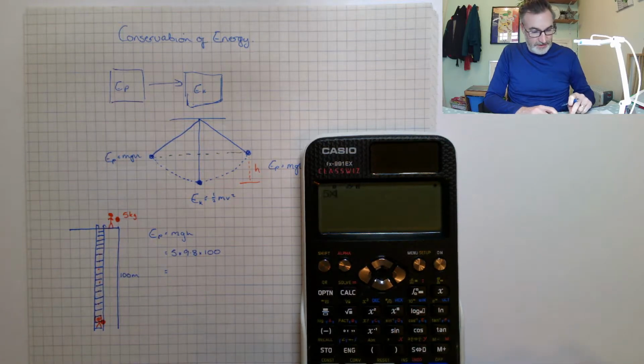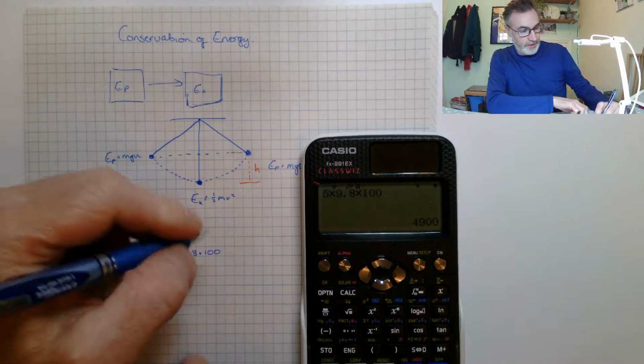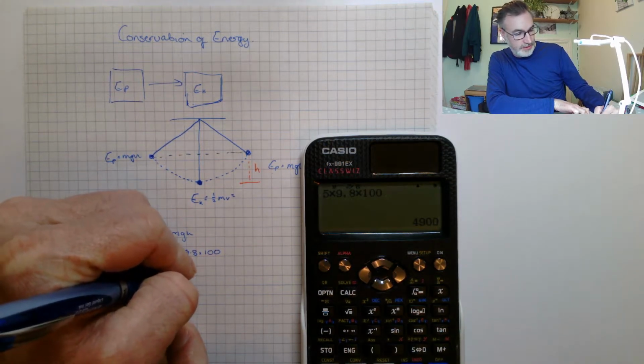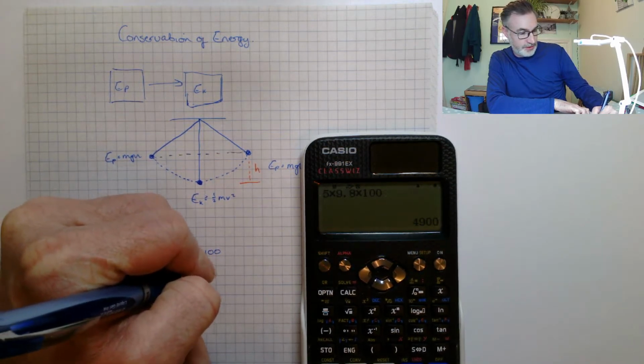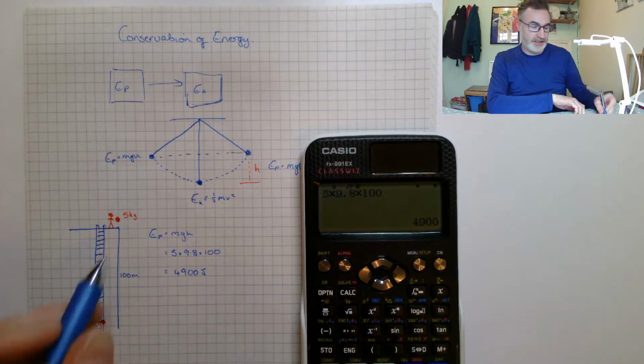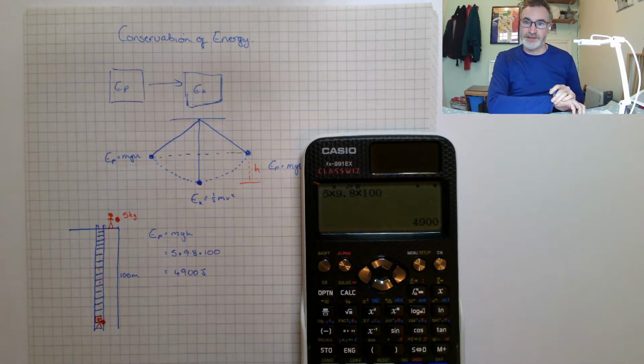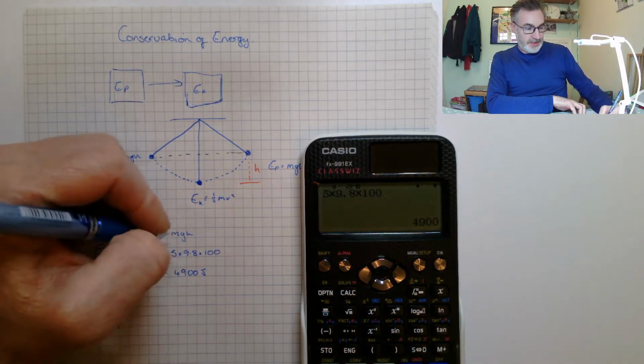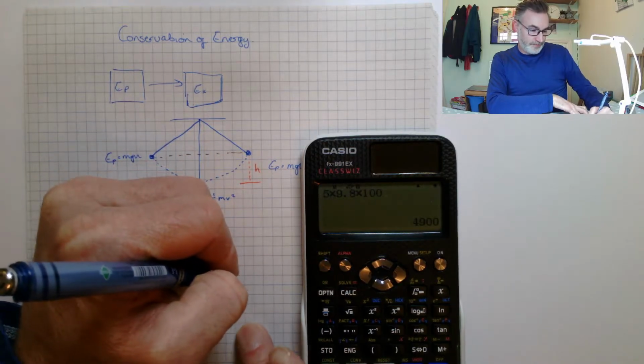So we'll have 5 times 9.8 times 100. We're going to have 4,900 joules of energy. So that has gained 4,900 joules of energy by me carrying it up the ladder in a backpack. And so that's the EP at top.